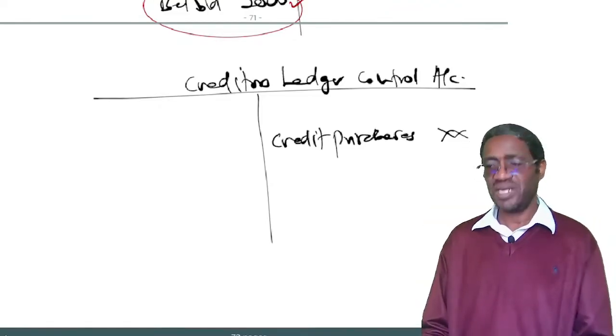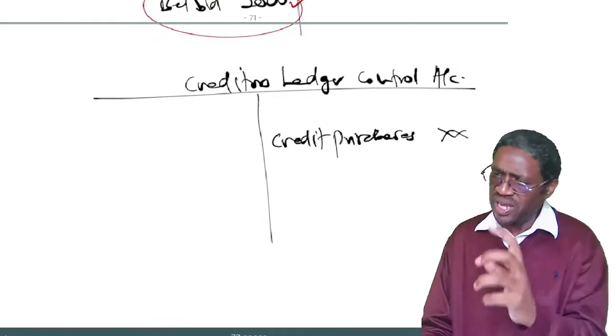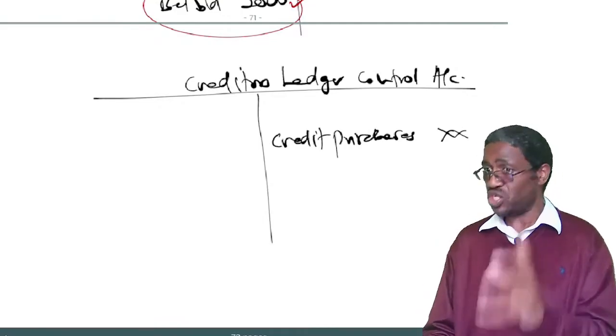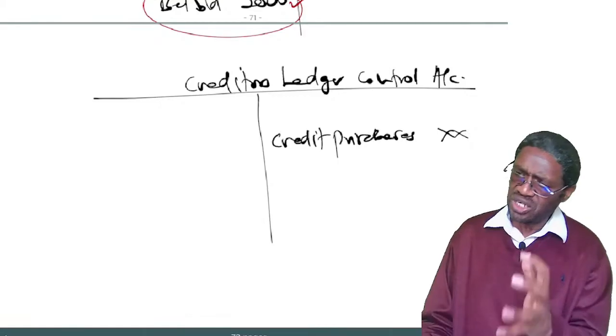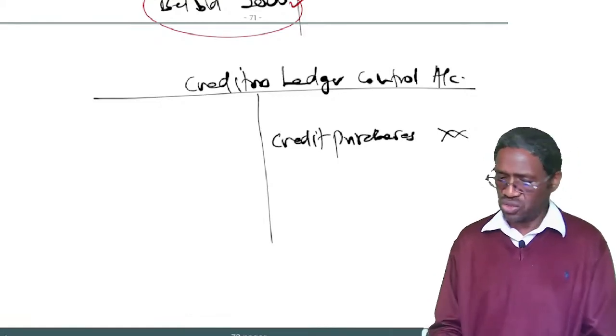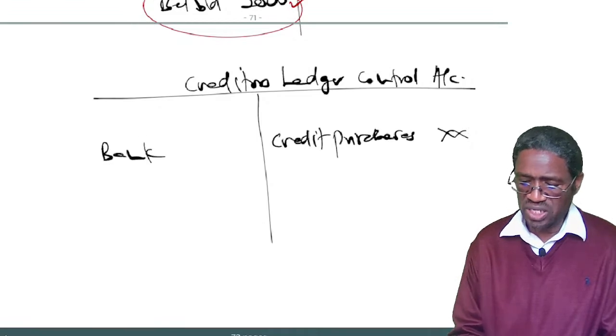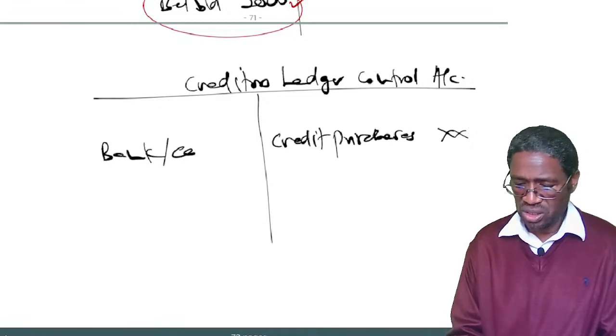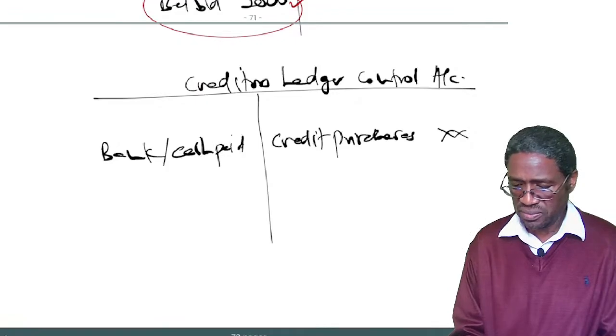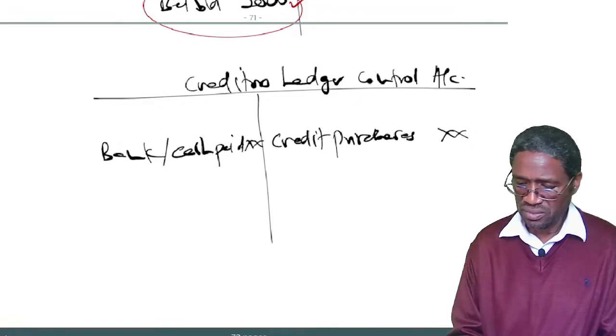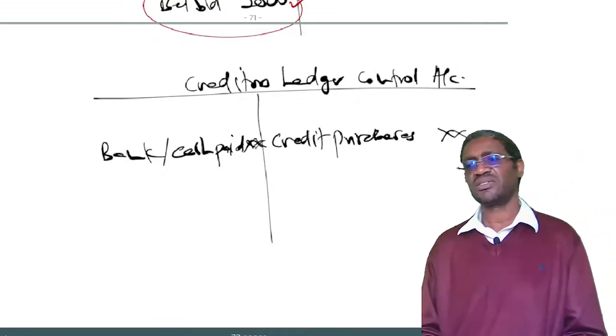Good. Listen. If you paid the creditors by cash or by check, then you must reduce what you owe to them. So when you pay creditors, you normally debit creditors and credit bank. This is cash or checks paid to your creditors, that's what we are saying.